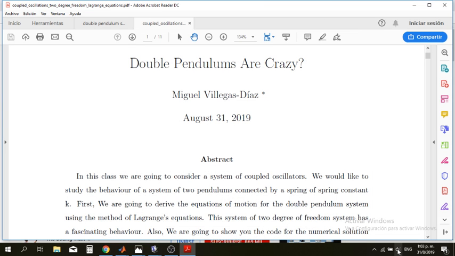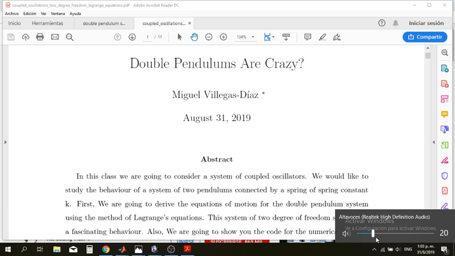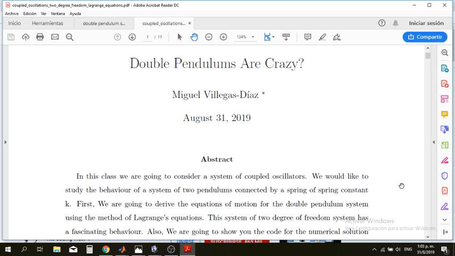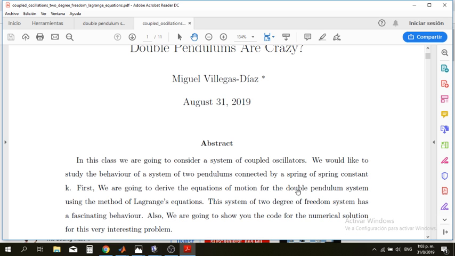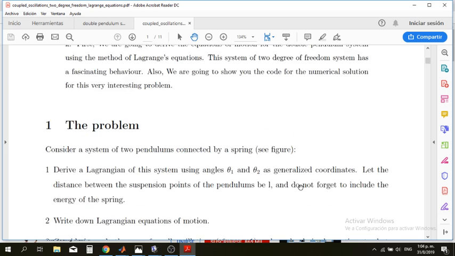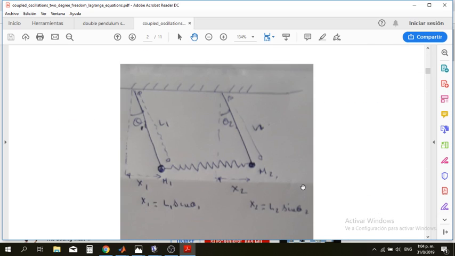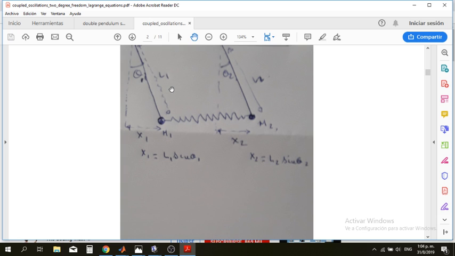Hi guys, today we are going to study the problem of degrees of freedom of coupled oscillators. The system consists of two pendulums connected by a spring of constant K. Let us see the figure. I made a little figure here by hand.